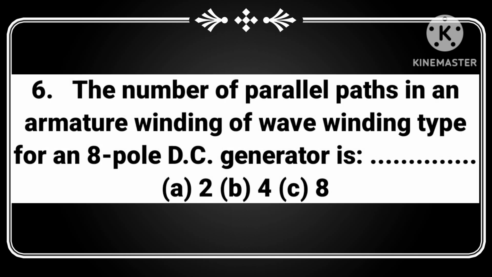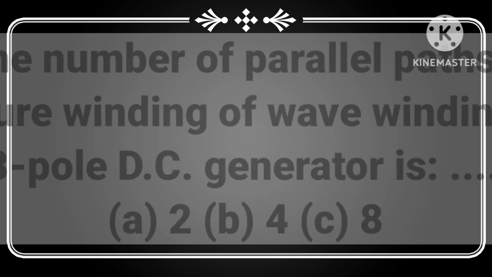The number of parallel paths in an armature winding of wave winding type for an 8-pole DC generator is dash. Options: 2, 4, 8, and the correct answer is 2.